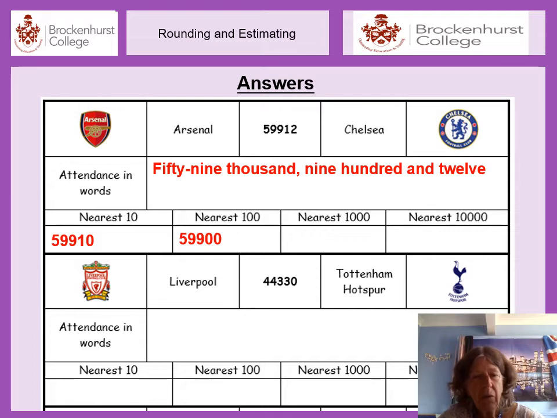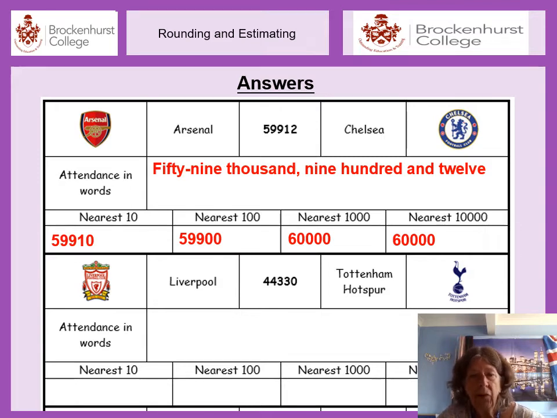To the nearest 1000, this is a bit tricky. We have to ask ourselves, is 59,912 nearest to 59,000 or 60,000? As we have 900, which is above the figure 5, we round up, so the answer is 60,000. And to the nearest 10,000, the answer is the same.